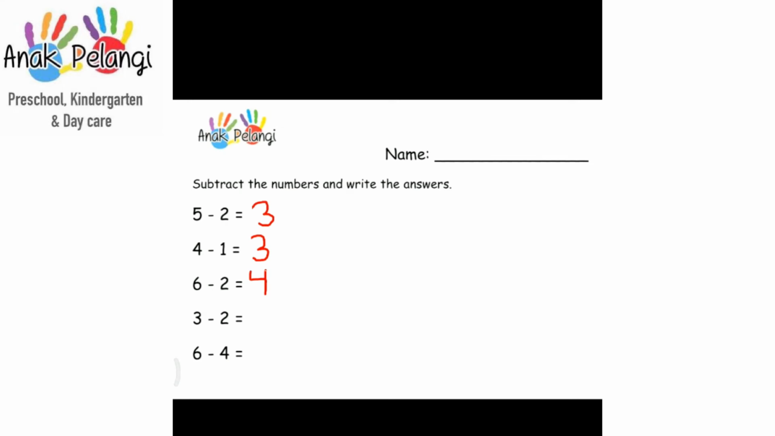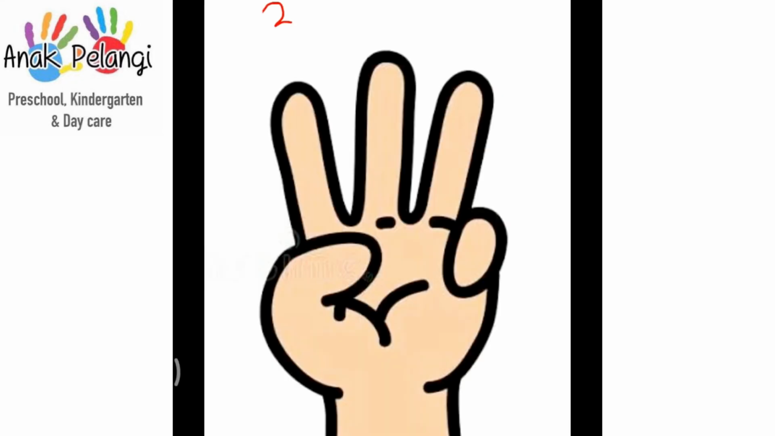Next, 3 minus 2. Count 3. Minus 2. 1, 2. How many do you have left? 1. 3 minus 2 is 1. Write 1.